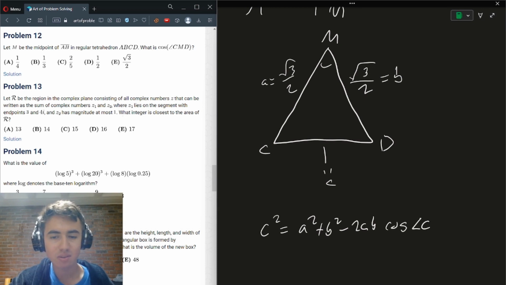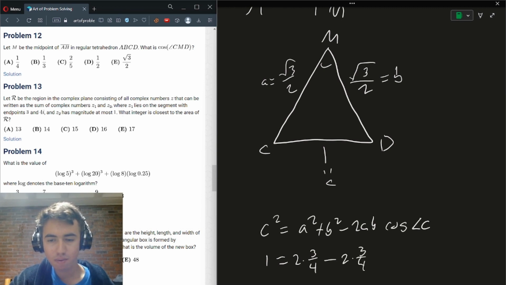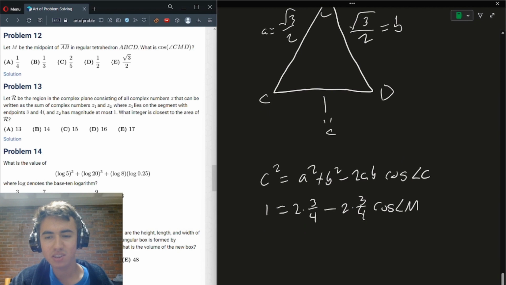c squared, well, c is equal to 1, so 1 is equal to a squared plus b squared. That's 2 times square root of 3 over 2 squared, which is 3 over 4, minus 2 times a times b. That's 2 times 3 over 4 times cosine of the angle that we want. Cosine of angle, I'm going to label it M, since that's what it is in this triangle.